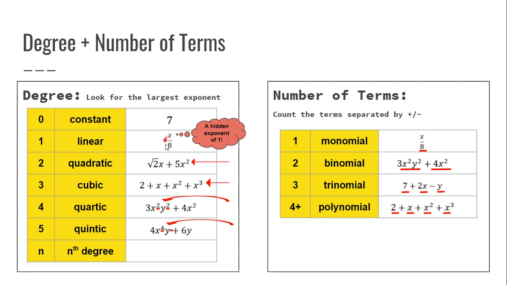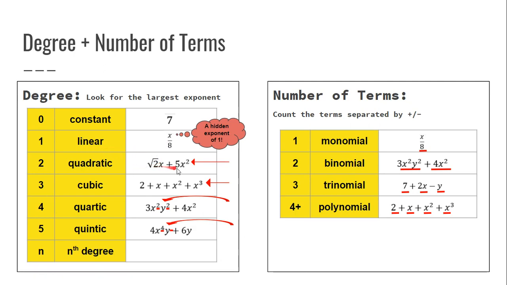The next exponent we might look for is a 1. Now, a lot of times a 1 exponent is not written. X to the first power is the same thing as just plain old x. So sometimes when we have an exponent of 1, it's hidden. You'll see in this example, we don't actually see that exponent of 1. We're just supposed to know that there is a hidden exponent of 1. In that case, we call our polynomial a linear polynomial.